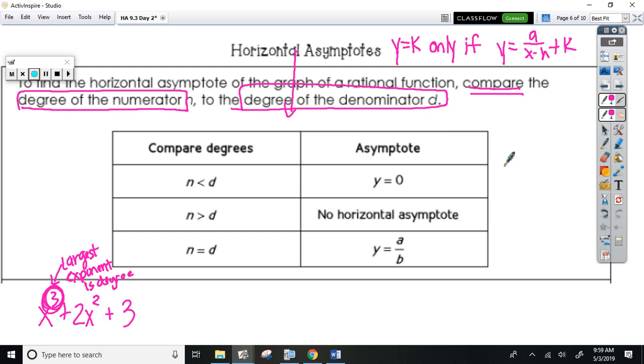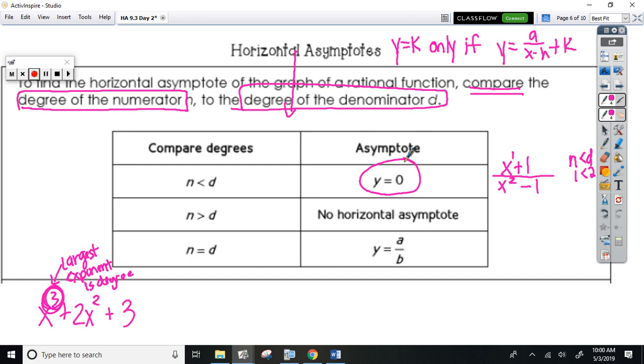So for example, x plus 1 over x squared minus 1. The degree of the numerator is 1. The degree of the denominator is 2. So that would be 1 is less than 2. The horizontal asymptote will be y equals 0 all the time. Don't need to memorize this chart.